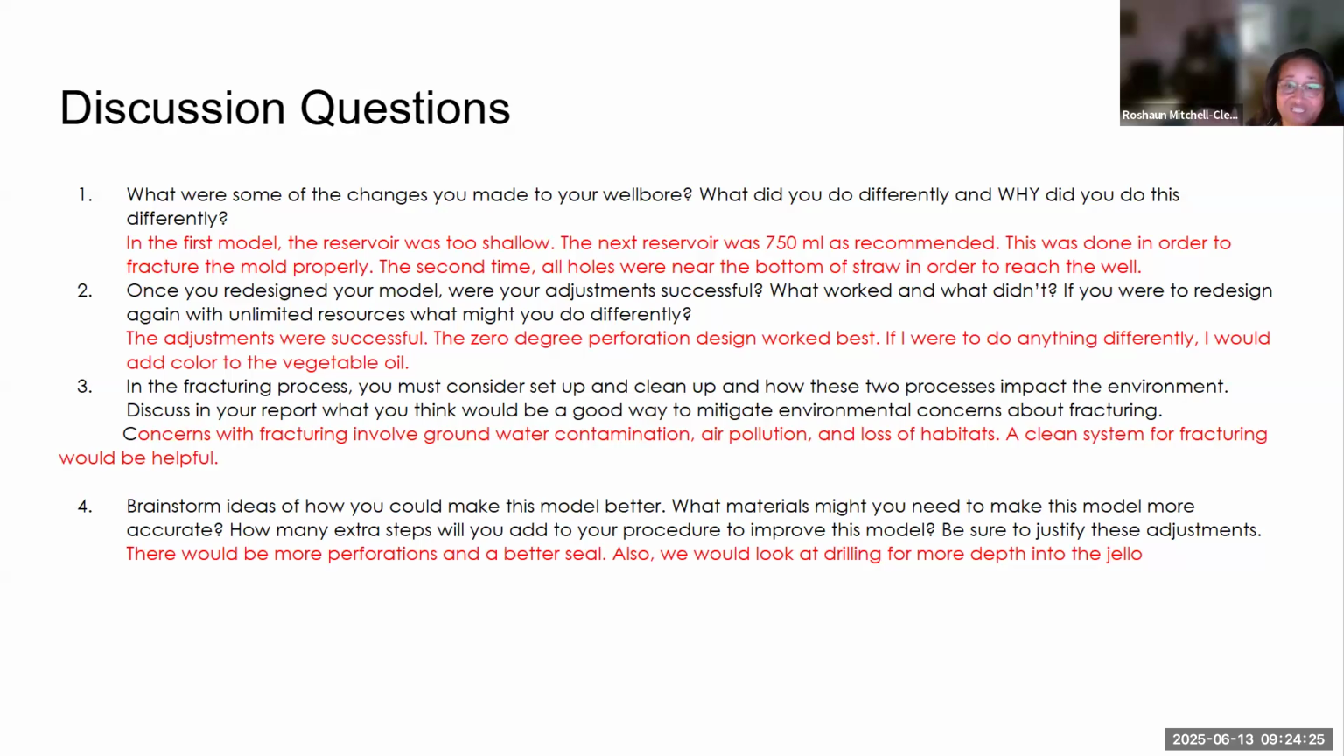And then the last question says, brainstorm ideas of how you could make this model better. What materials might you need to make this model more accurate? And how many extra steps would you add to the procedure to improve this model, and be sure to justify the adjustments? So there would be more perforations and a better seal. Also, we would look at drilling for more depth into the jello. And yeah, I've already figured out that the best seal would be hot glue. And if there's some extra steps, no, I think it's pretty good the way that it is. Yeah. And that's it. Awesome. Thank you so much.